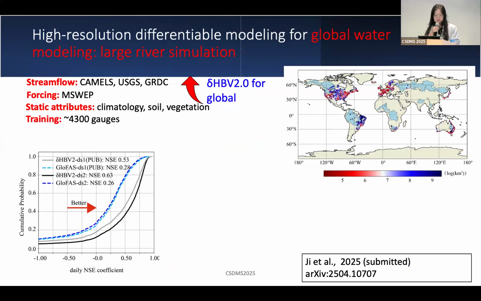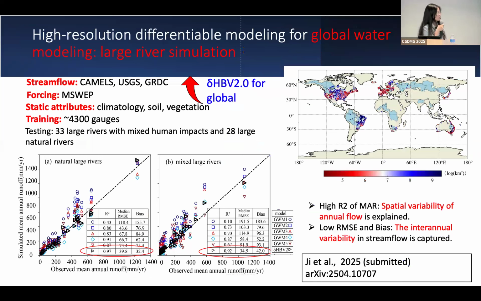We further use this model for global water modeling. We train this model on 4,000 gauges on the globe, as shown here by the dots in this map. Then we compare it in the trained gauges and untrained gauges with GloFAS. So here's our differentiable model, and here's GloFAS.